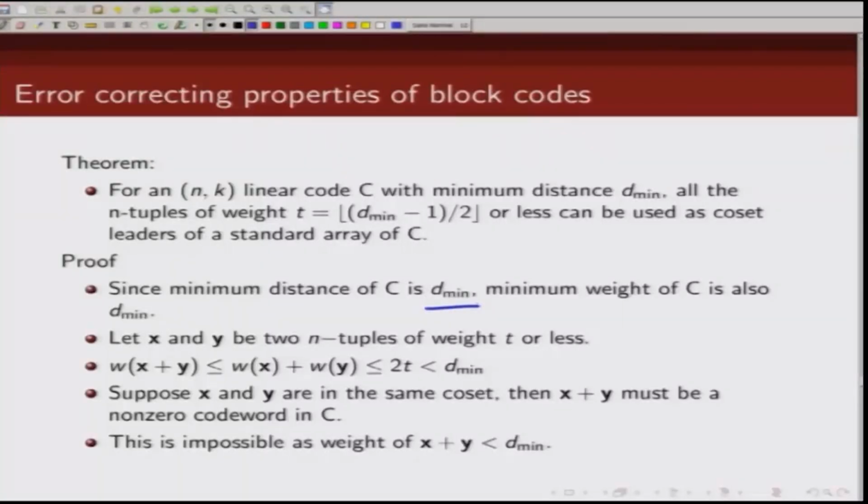But what is the weight of x plus y? We just showed in this bullet that the weight of x plus y is less than d min. If the weight of x plus y is less than d min, then x plus y cannot be a non-zero code word, because the weight of a non-zero code word should be at least d min. So, our assumption that x and y are in the same coset is wrong.